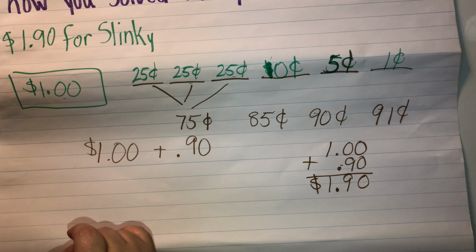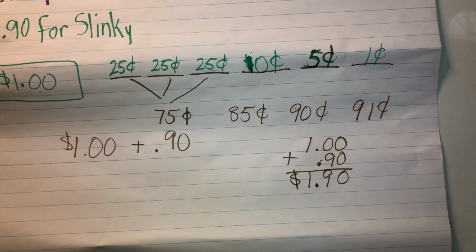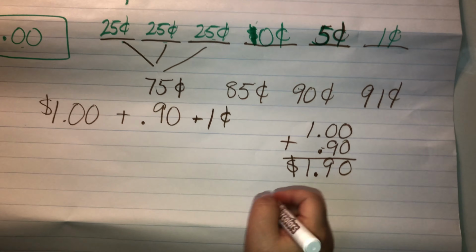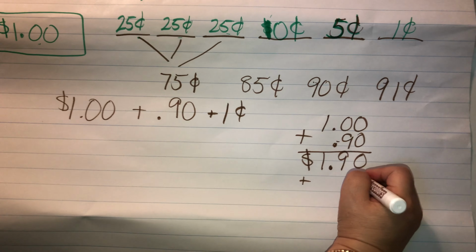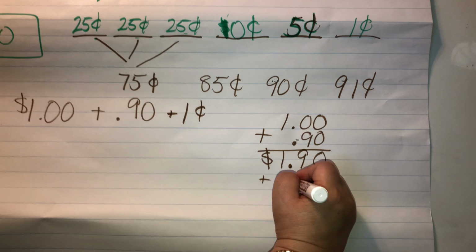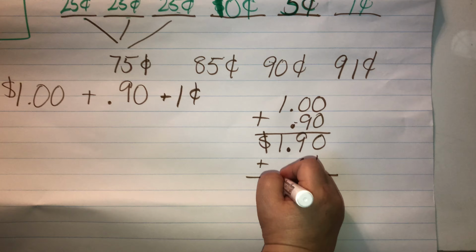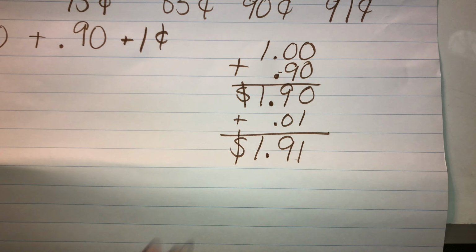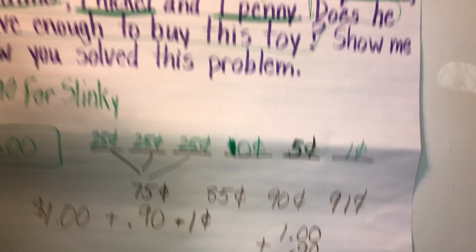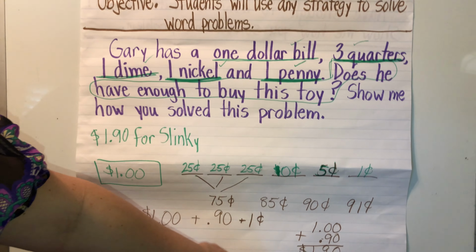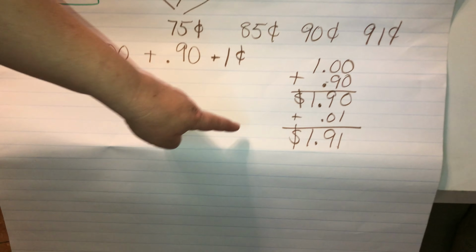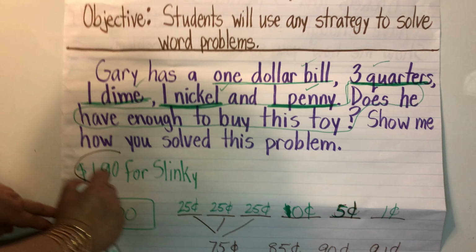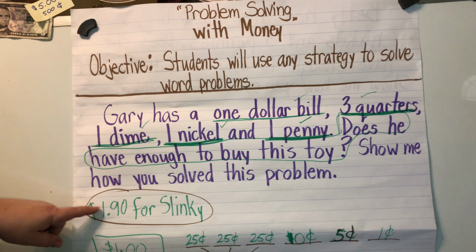And I think I made a mistake, guys. I forgot to add my penny. My mistake. I can go ahead and just add it here because sometimes we make mistakes when we are doing math. So he has $1.91. So that is his total. $1.91. And if you recall, this is the price of Slinky.